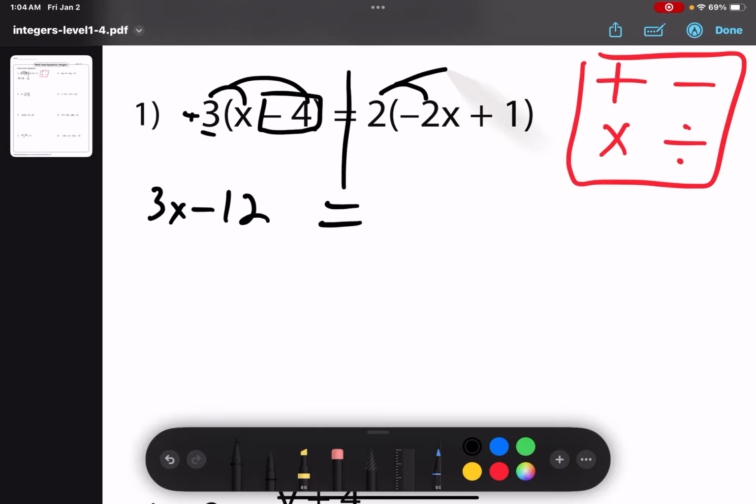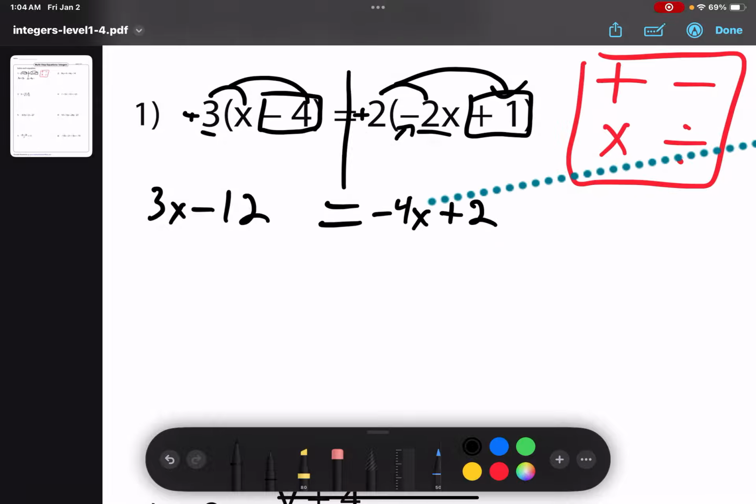Now you have your equals. 2 to here and 2 to here. Remember this together. 2 times negative 2x is going to be a negative 4x, because this is still positive, this is a negative, but this is all together. 2 times 1 is going to be a 2. I don't know why that line keeps popping up, I'll be honest with you.